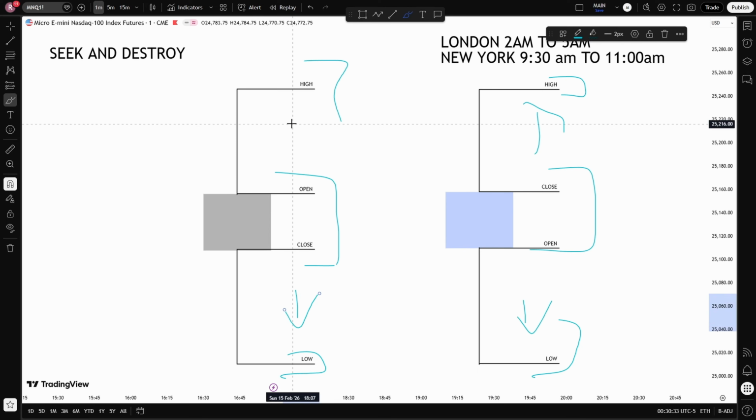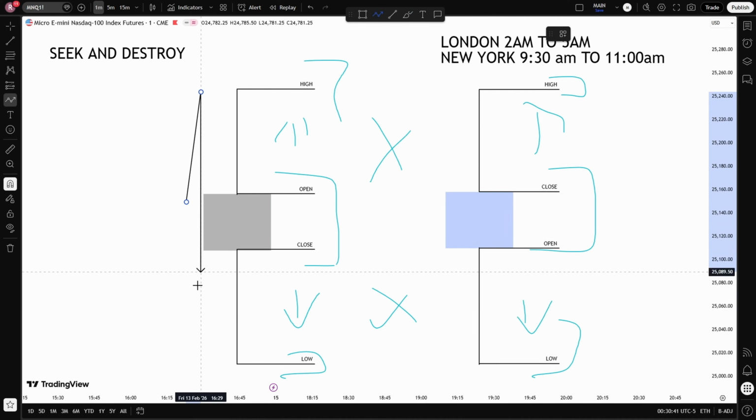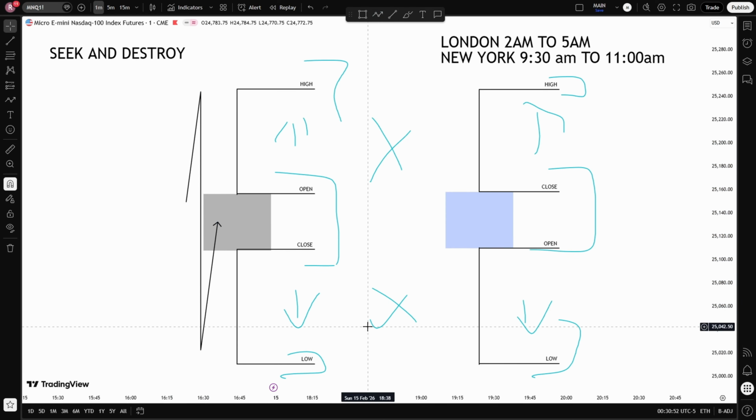That doesn't mean price doesn't move. It actually means the opposite. Throughout the day, price will often expand higher, take buy-side liquidity, then reverse and expand lower, take sell-side liquidity, and by the time the daily candle closes, it ends up near where it started. So visually, you'll see wicks on both sides and a relatively small body. That's the key idea. A Seek and Destroy day is not a trend day. It's not a clean expansion day.